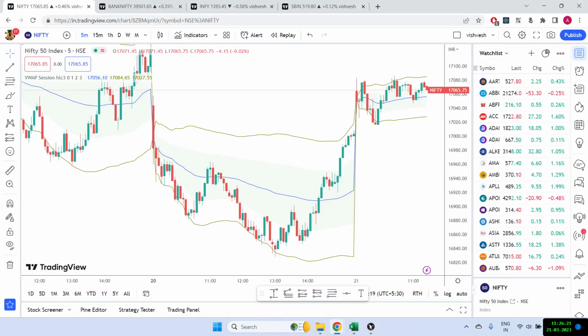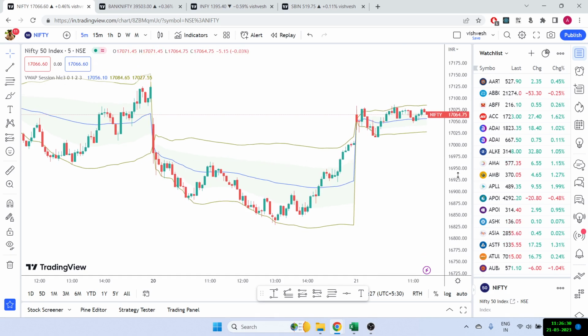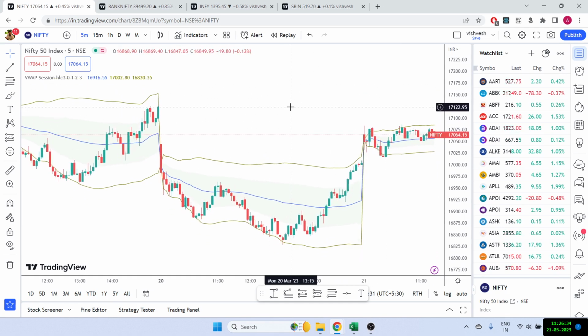Now I'm going to discuss an intraday strategy, and the only indicator that I use is VWAP. But along with VWAP, I also do one more setting, which is to add the two standard deviation, and I trade it on a 5-minute time frame.